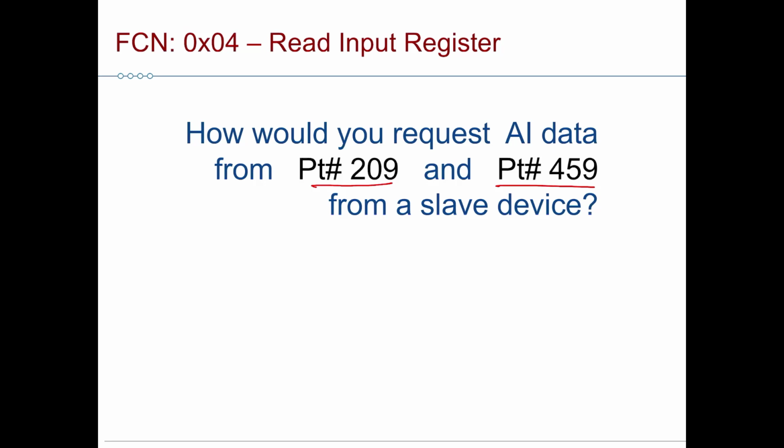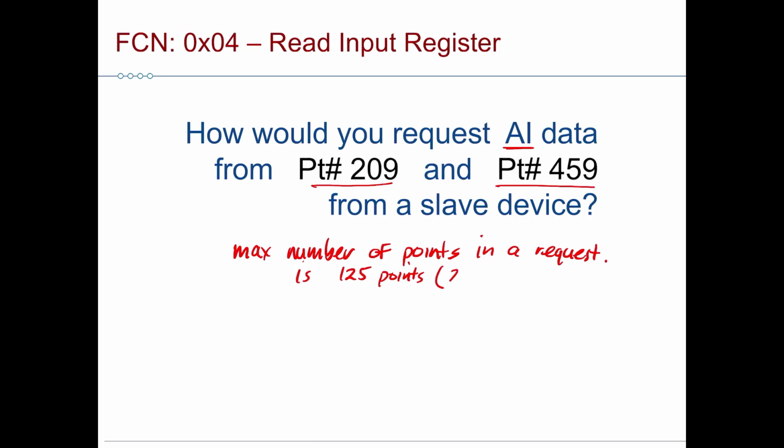Because remember, for an analog input, which is a 2-byte value, the maximum number of points in a request, based on the maximum size of that data field, is 125 points, which we know equals 250 bytes. So could we make a single request that would retrieve the points with such a span between them? No, we couldn't.